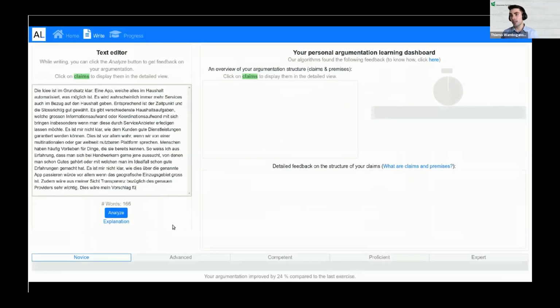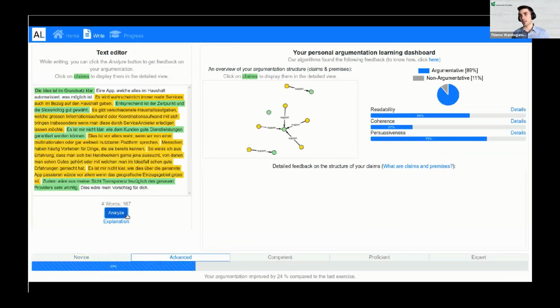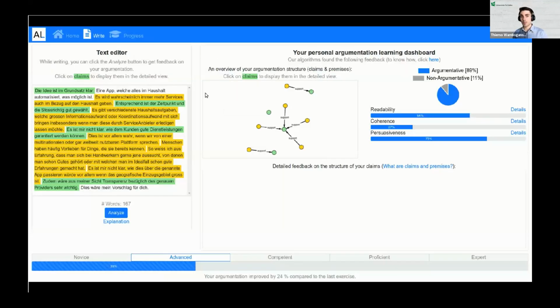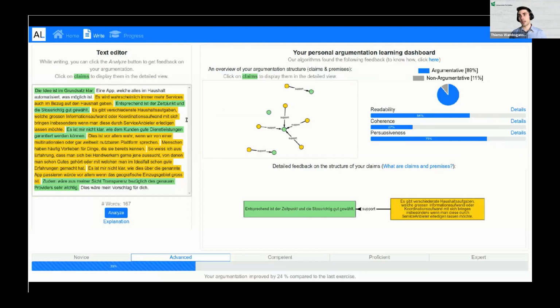The interaction of the system looked like this. A student was writing a certain text and then could click the analyze button. Here he would receive instant argumentation feedback and also explanations on how to use the system. For example, if he clicks on explanation, he could see that claims are highlighted in green and premises are highlighted in yellow. Next, the overall argumentation system also displays the different claims and premises.